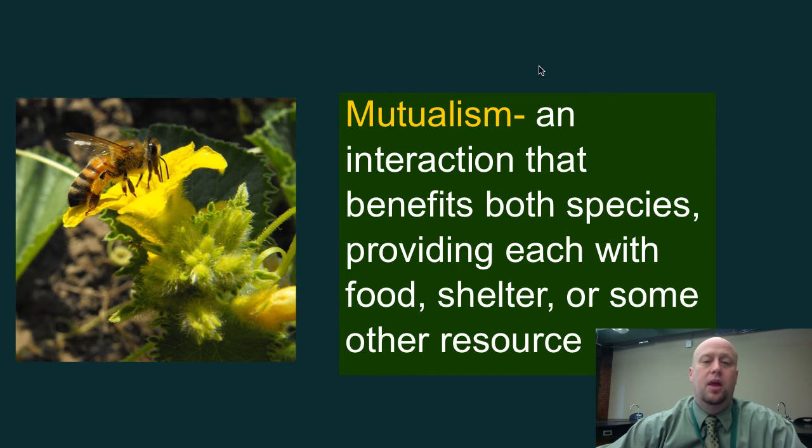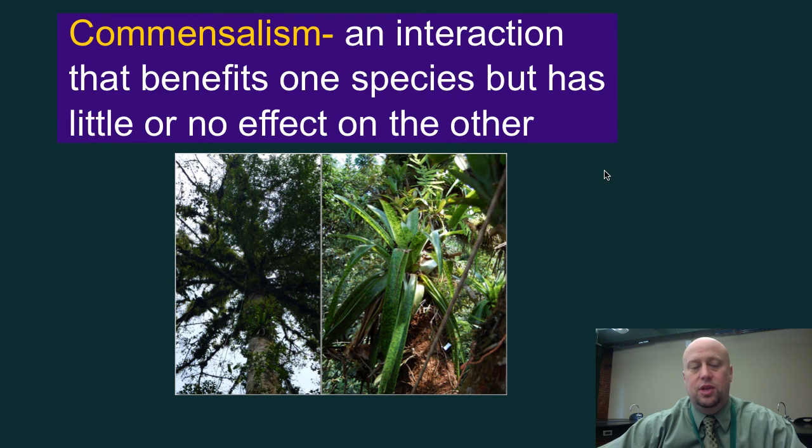Mutualism is going to be an interaction that's going to benefit both of the species, and the best example of this is bees and flowers. Bees are going to help to pollinate plants, and the plants are going to provide nutrients for the bees, and so both of them are benefiting. Basically, I don't know about equally, but they're both benefiting from the relationship. That's mutualism.